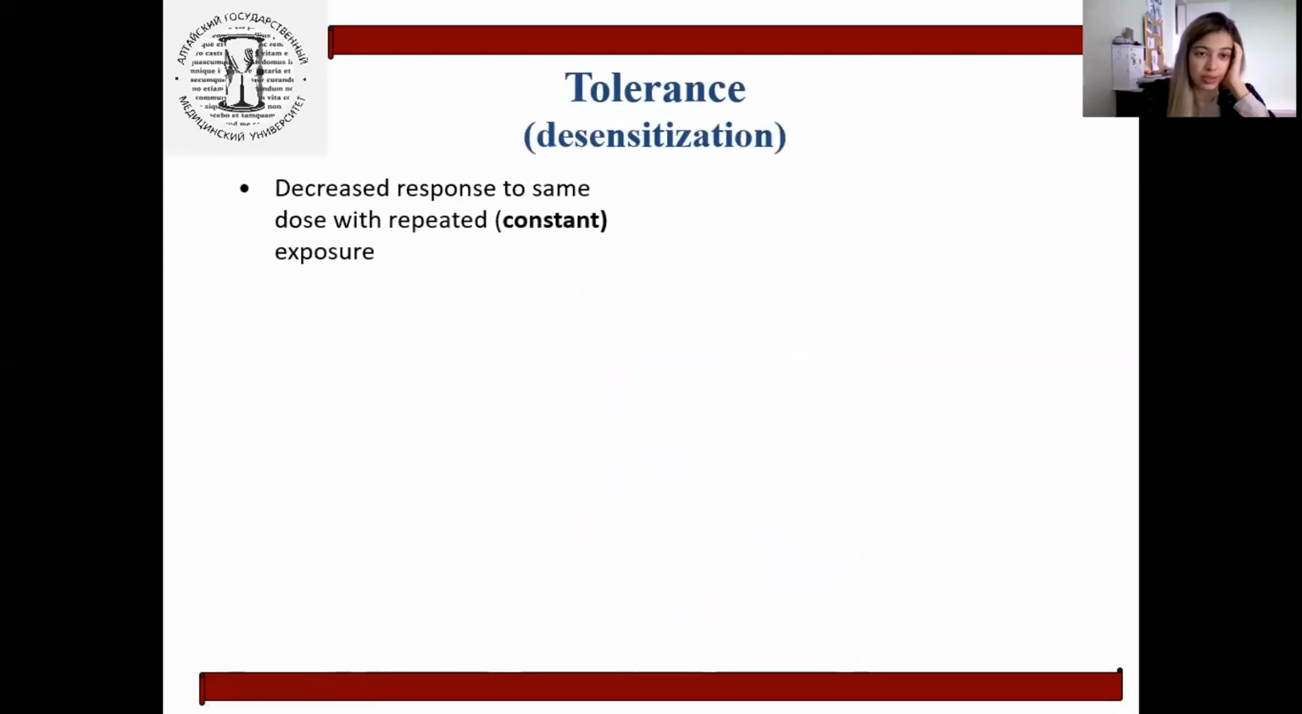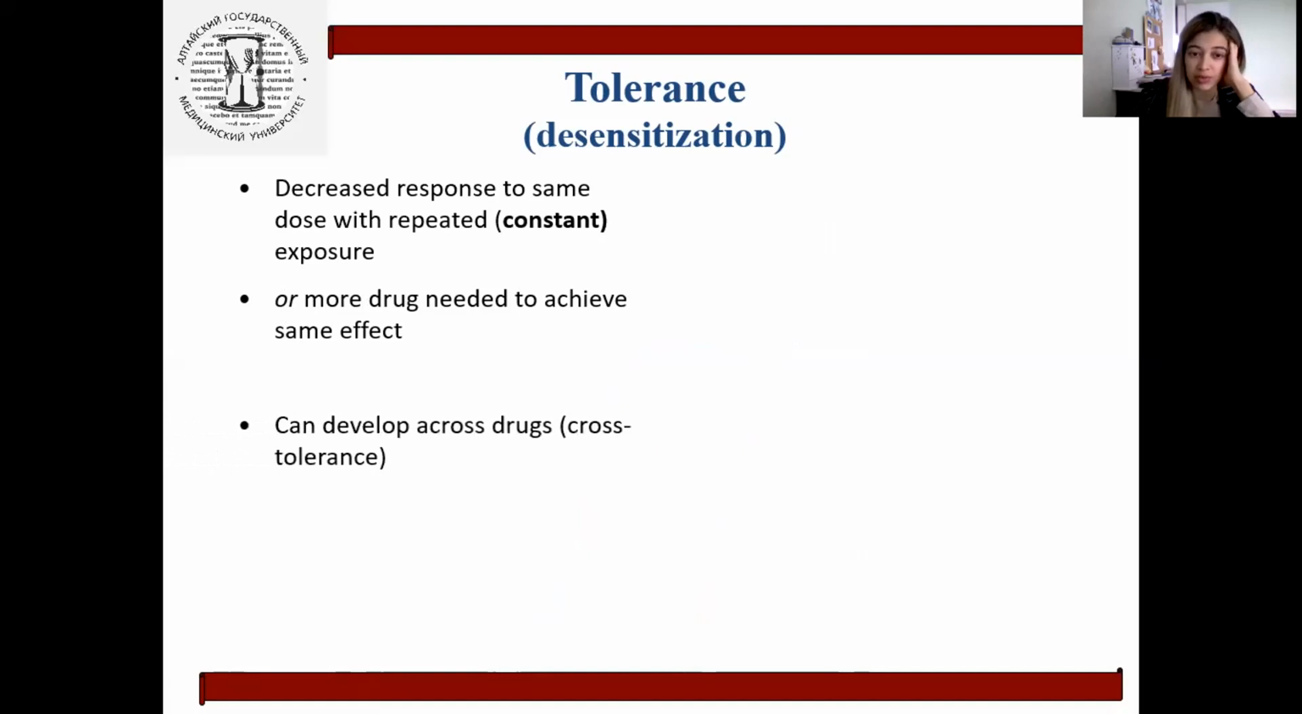Let's talk about tolerance, desensitization. This is a decreased response to the same dose with repeated exposure, or more drug may be needed to achieve the same effect. How does it happen? For example, today I take 1 tablet of phenobarbital, and tomorrow I take 1 tablet and I sleep well because this is a sleeping pill, yes? But after 2 weeks of taking phenobarbital every day, I feel that it doesn't work anymore, and I need to increase the dose to achieve the same effect. So my body doesn't feel this dose of the drug anymore. I need to increase it.